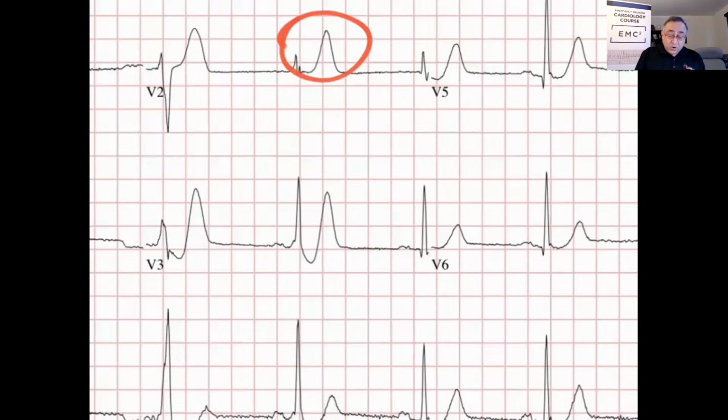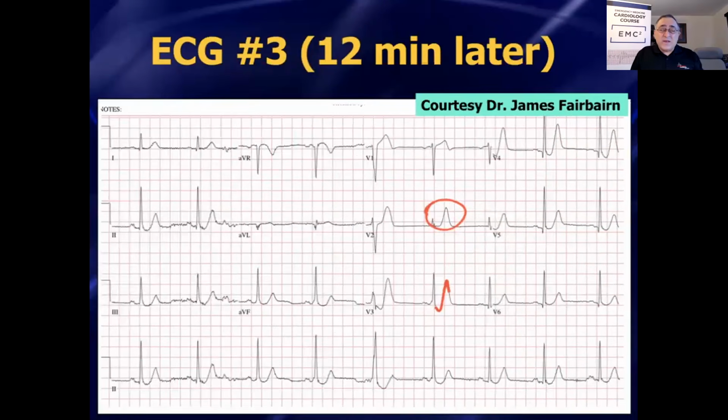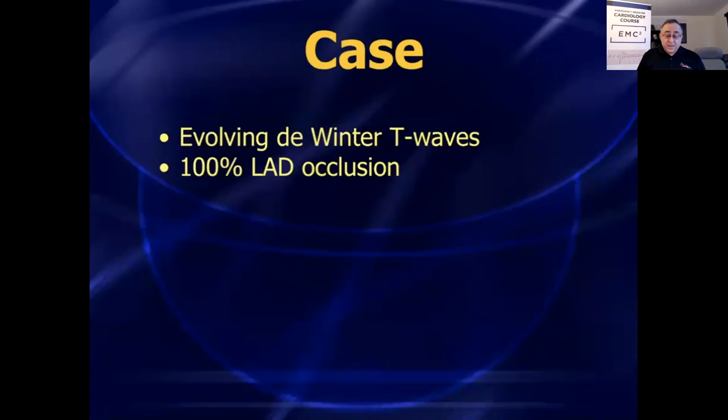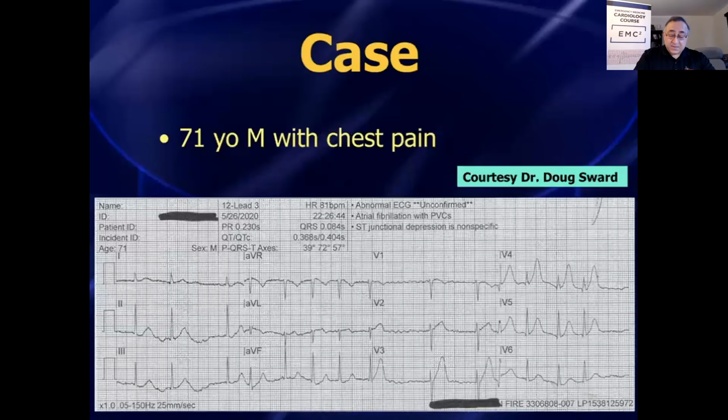But in V3, you're also getting, take a look, ST segment depression shooting up into what looks like kind of a big, tall, symmetric T wave. It's kind of de Winter-y, if that's a word, maybe out in V4 also. There's ST depression shooting into a big, tall, symmetric T wave. And so based on that evolving de Winter T wave, patient goes to cath and had 100% LAD blockage.